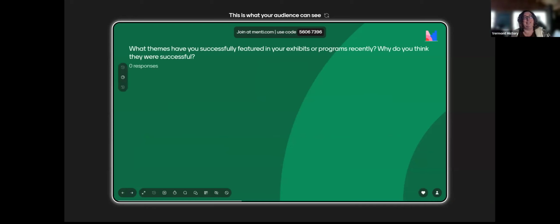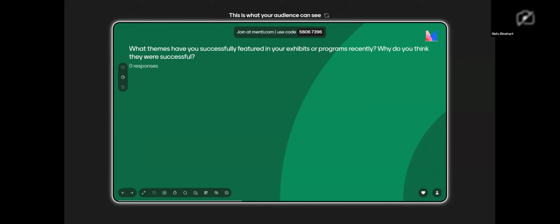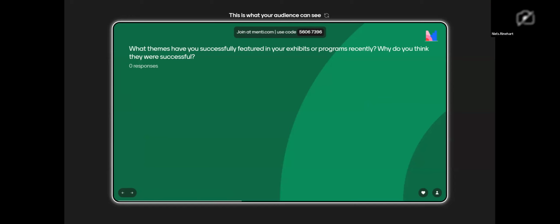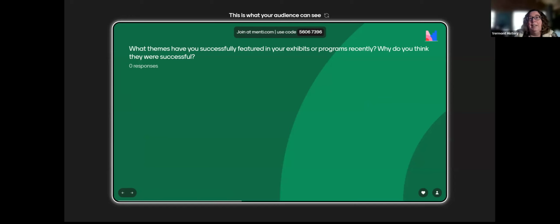So our first interactive slide asks the question: what has been successfully featured in your exhibits or programs recently, and why do you think it was successful? If you chose the collaboration button, you should be able to put your information into the little sidebar on the side of the presentation, and it will start to pop up for folks. If you're not in collaboration mode, you can technically use the chat function. I'm going to ask my colleague Hannah or Danielle to help put whatever comes into the chat function as an answer to the question into the presentation.